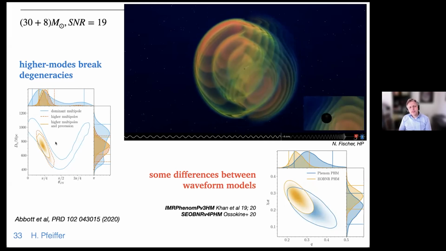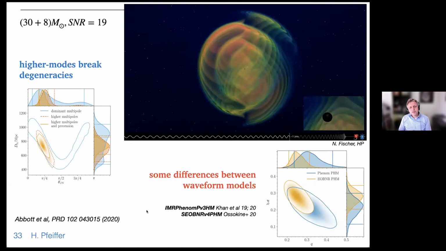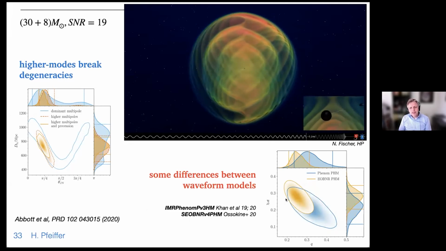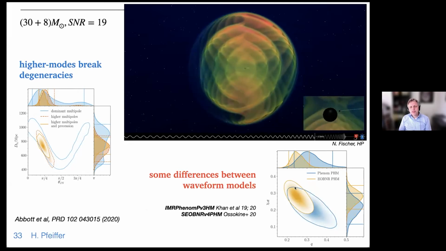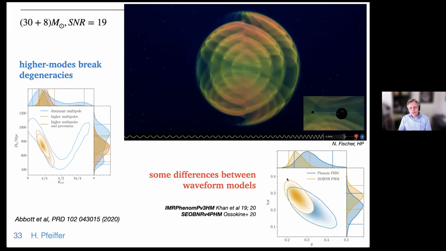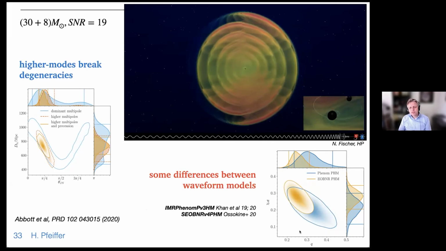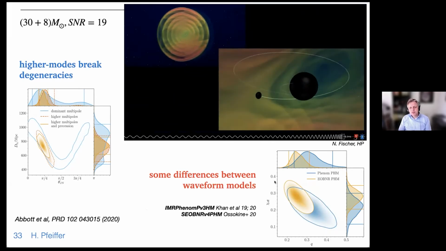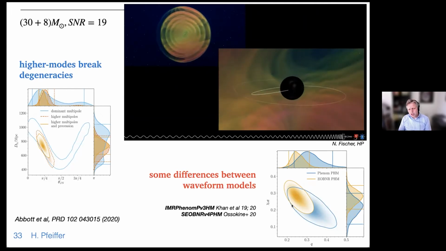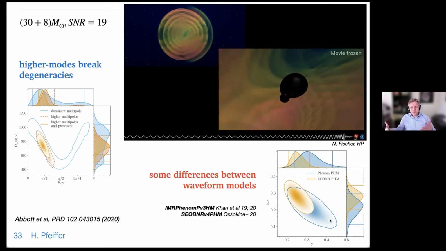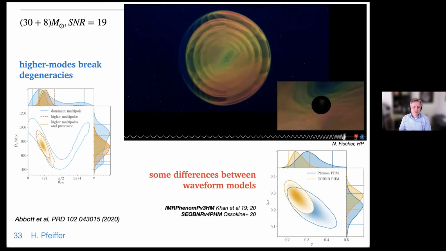However, this system also illustrates that the waveform models that were available in 2020 led to different parameter inference for the system, with one of the Phenom models and one of the EOB models leading to slightly different mass ratio recovery and slightly different spin measurements. Overall, it's nothing too excessively different. There's still good overlap of the 90% posteriors, but there's certainly some tension showing up here.